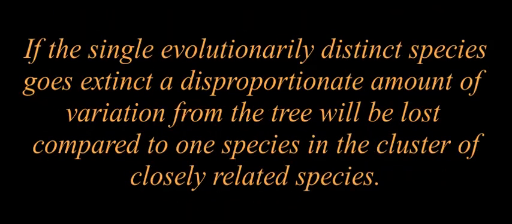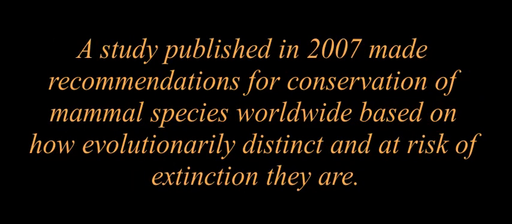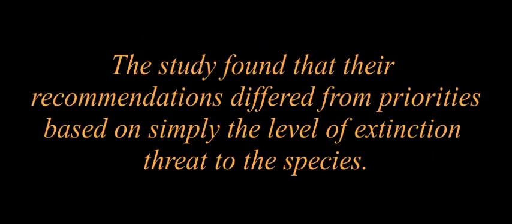If the single evolutionary distinct species goes extinct, a disproportionate amount of variation from the tree will be lost compared to one species in the cluster of closely related species. A study published in 2007 made recommendations for conservation of mammal species worldwide based on how evolutionarily distinct and at risk of extinction they are. The study found that their recommendations differed from priorities based on simply the level of extinction threat to the species.